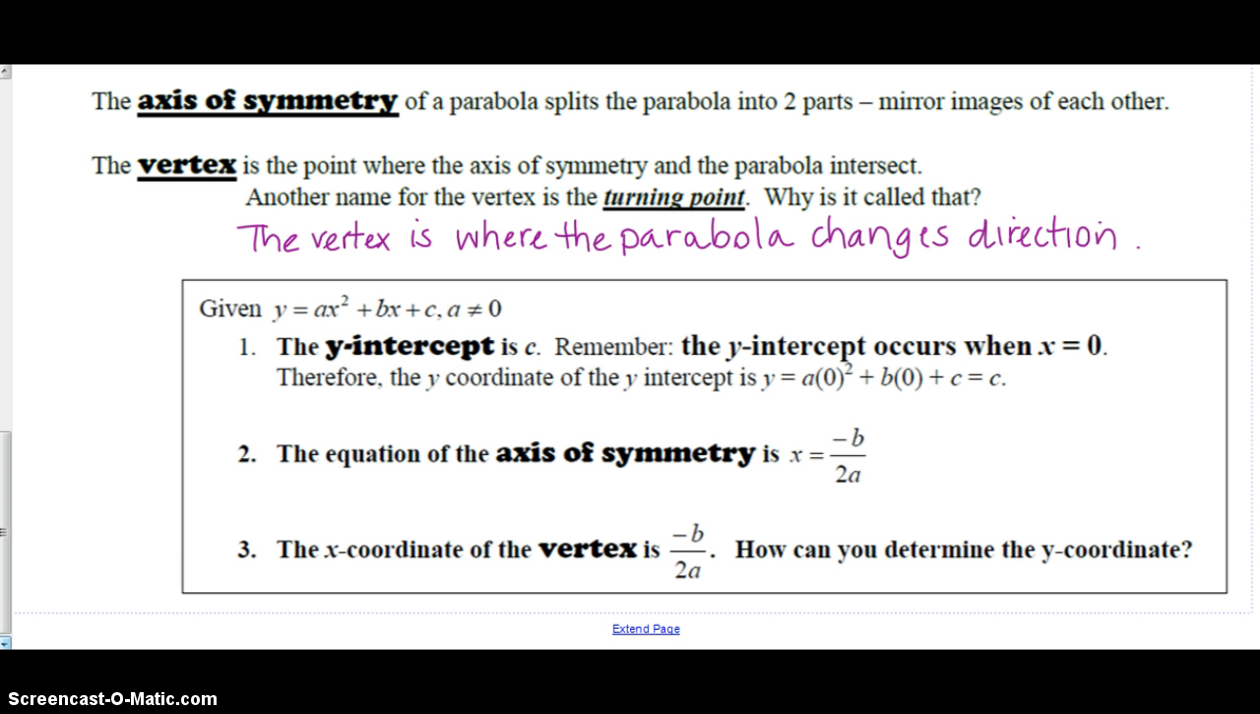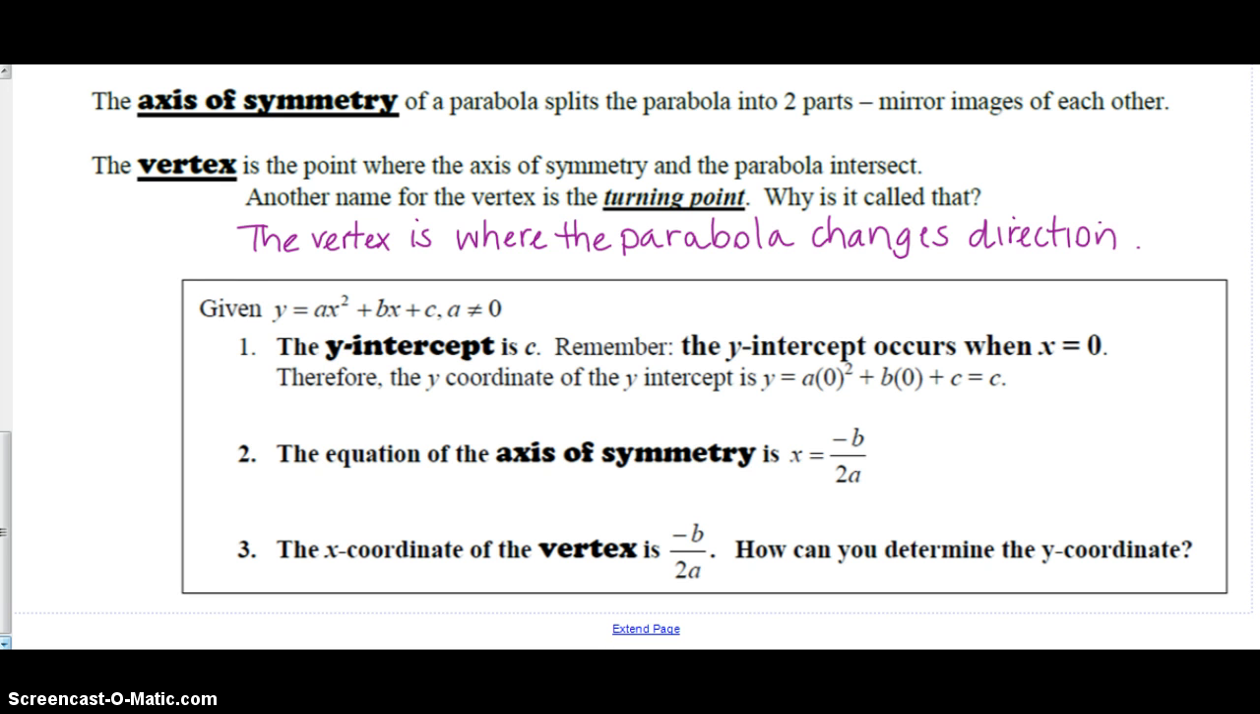And we said that the vertex always appears on the axis of symmetry. So the x coordinate of the vertex is the same as the equation of the axis of symmetry. Although when we write the axis of symmetry, it's always going to be in the form of a line, x is equal to negative b over 2a.